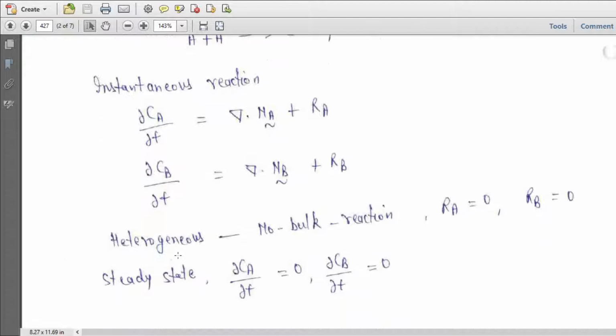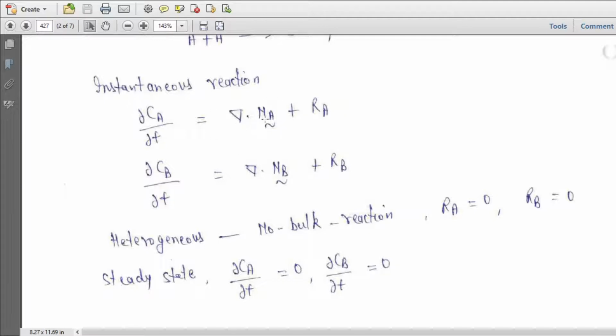So for instantaneous reactions, dCA/dt equals del dot NA plus RA, dCB/dt equals del dot NB plus RB. For heterogeneous, no bulk reactions, RA equals RA0, RB equals 0. At steady state, ∂CA/∂t equals 0, ∂CB/∂t equals 0. So this term is 0, this one is 0. Excessively fast reactions, so these terms are 0. So finally you have this.